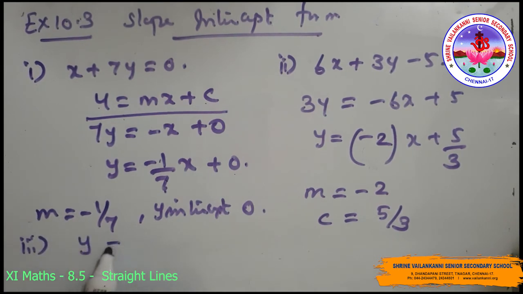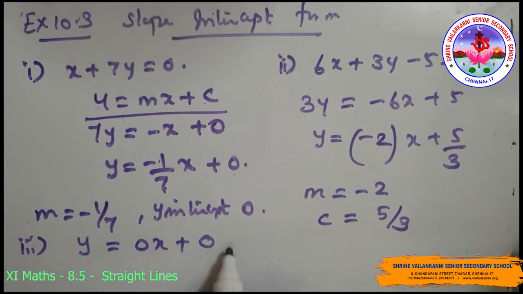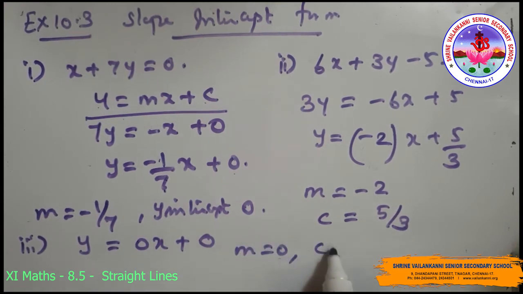Third subdivision, y = 0, so y = 0x + 0. Here m is 0 and y-intercept c is also 0.